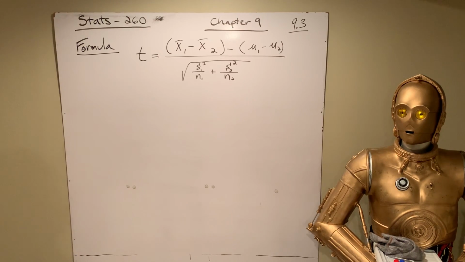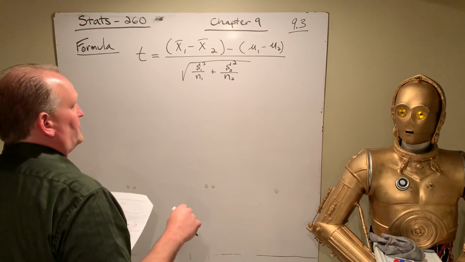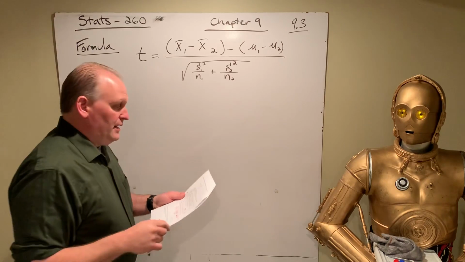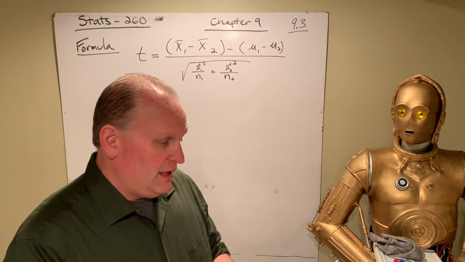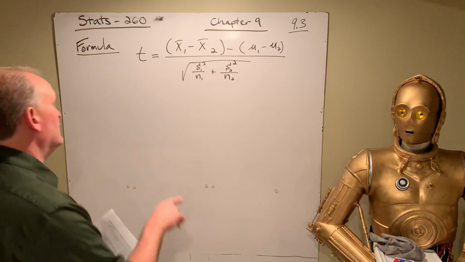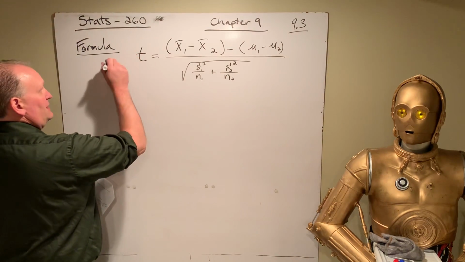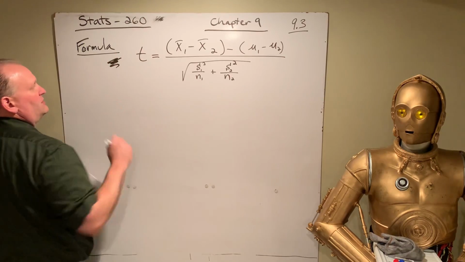Okay, this is Stats260. We're looking at Chapter 9. This is 9.3. I want you to amend the notes on page 2. I think it says Z right there. Cross off the Z and make it a T. That shouldn't be a Z. That should be a T.